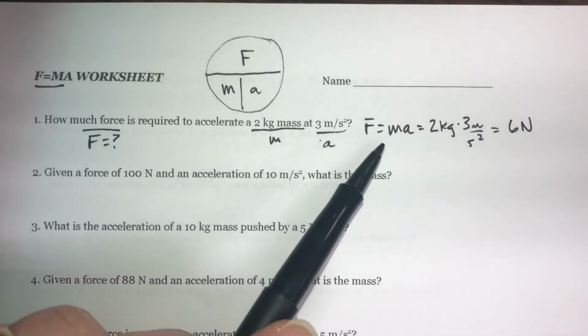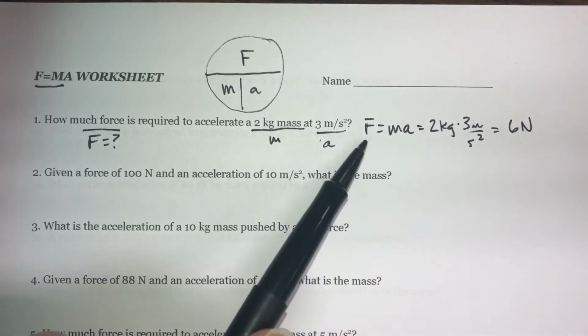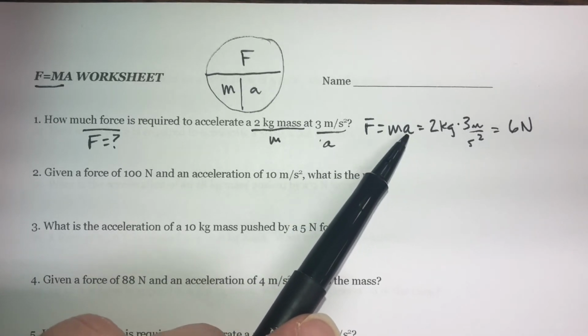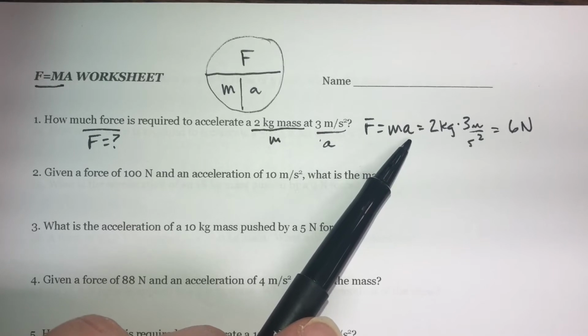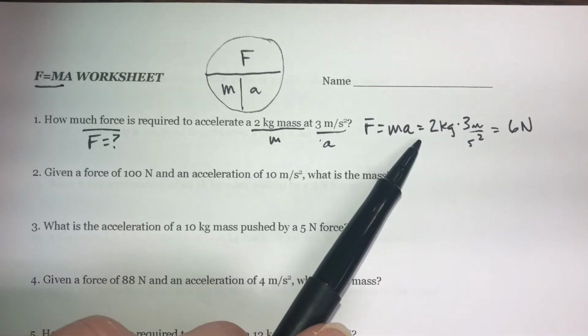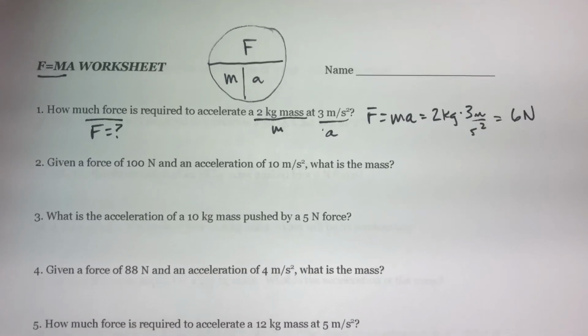Notice that this is the general case of the weight problems that we did. Before we had F equals mg. G is an acceleration, but it's a very special situation because it's always the same here on Earth. But in Newton's second law, where we use A, acceleration can be anything because it's not just due to gravity. All right, let's look at number 2 now.